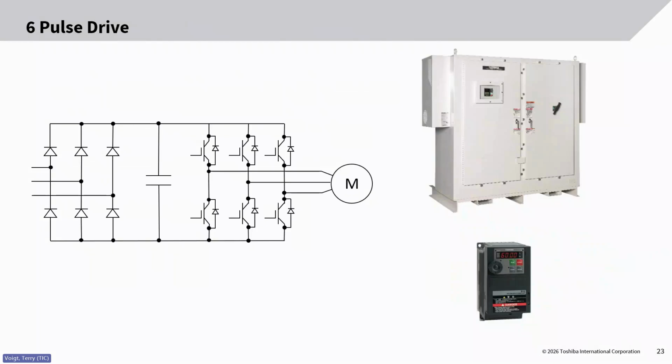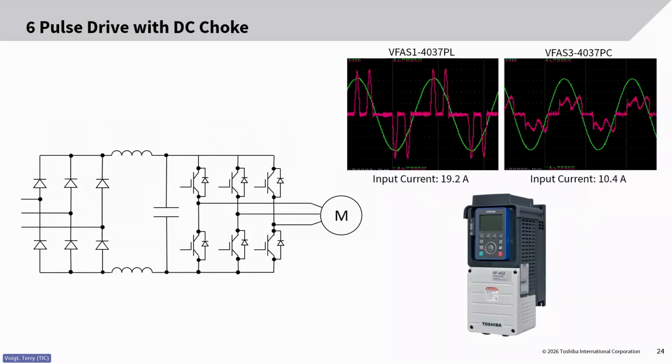So here's an example of a 6-pulse drive. We see the schematic on the screen. It's very similar to the one that I showed earlier, but you see the 6 diodes, right? That's the 6 pulses that we're working with, and then the middle and the back end are the same. If we compare that to a 6-pulse drive with a DC choke, we see in the middle, between the diodes and the capacitor, a DC choke, in this case 2 DC chokes that are added to the schematic.